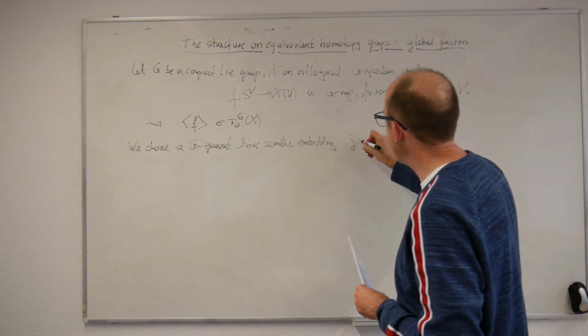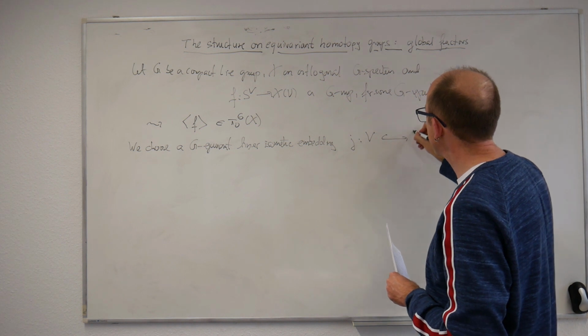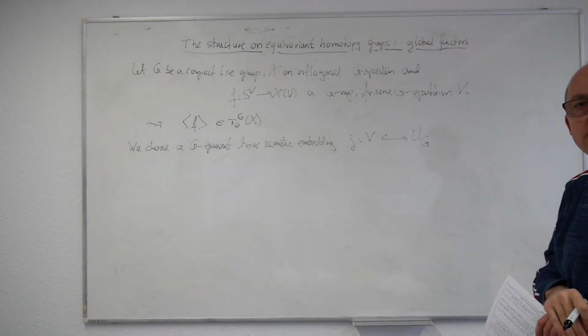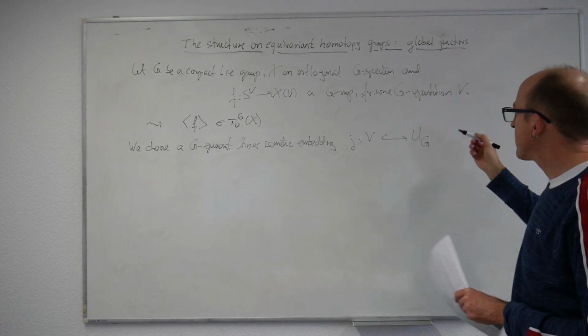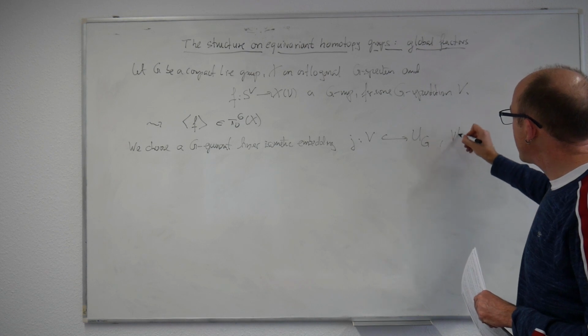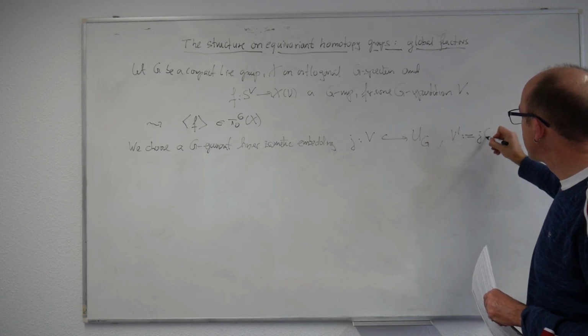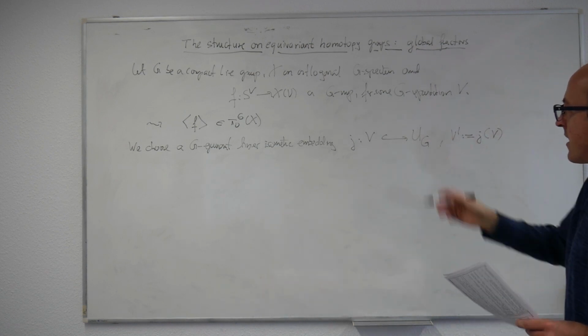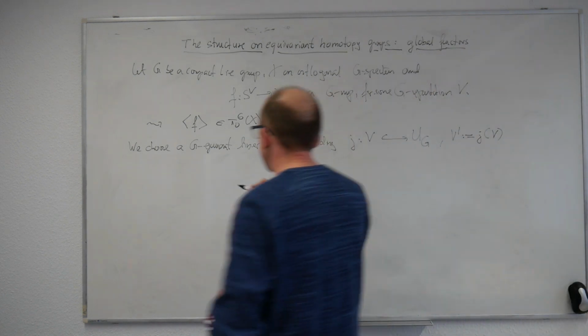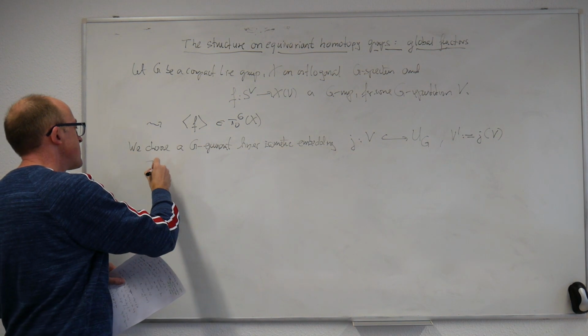I call little j from V into the chosen complete universe, and it was the defining property of a complete universe that this exists. It's of course far from being unique, but it exists. And then we set V prime to be the image of this embedding. And then J is in particular an equivariant isometry onto its image. So we can now form this composite.